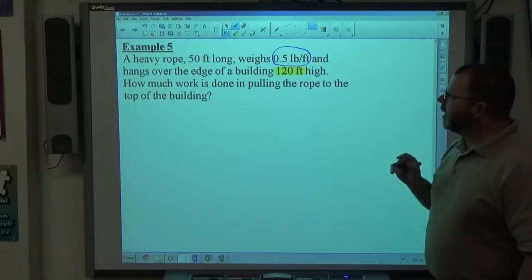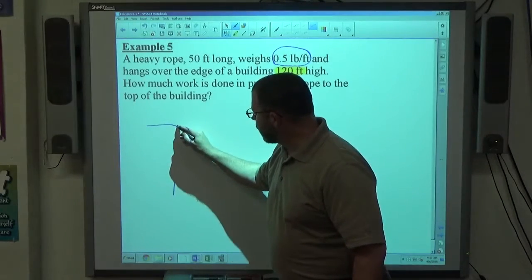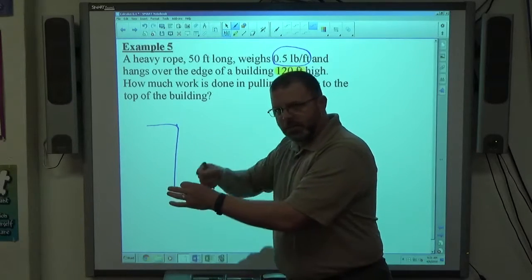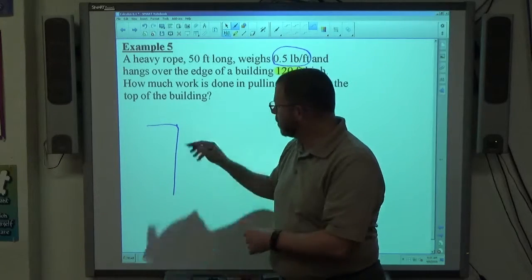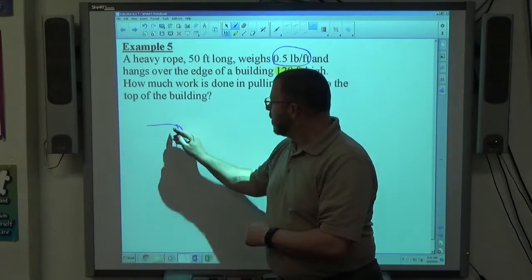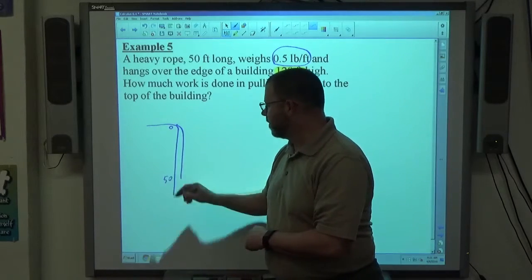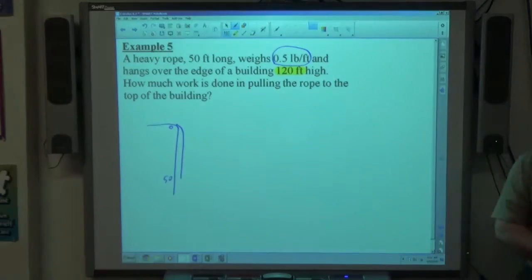Now, what's happening here is this. We have a building, we have a rope, let's just say it's like right here. They like tapped a nail into the top of the building there to put the rope in place and it hangs over here. The rope is 50 feet long. The initial position of the rope, let's say this is 0 and down here is 50. We're going in the opposite direction here.